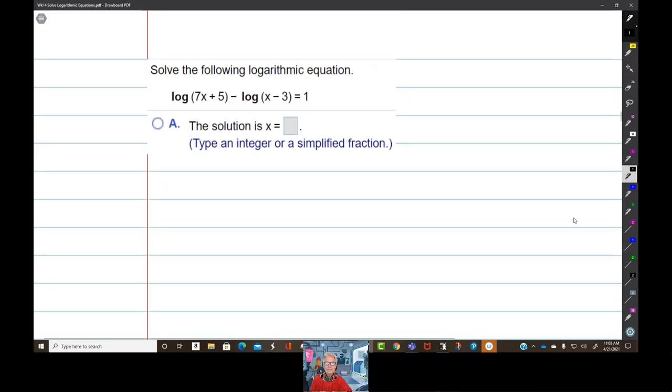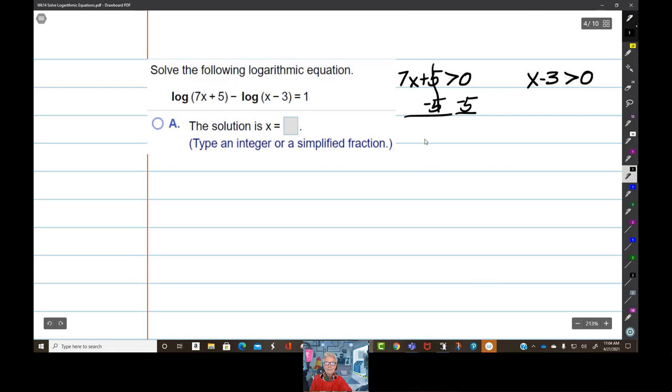Look at this. We have the log base 10 of an argument minus log base 10 of an argument. That means we're going to use the quotient rule. But before we use any rule, we check our domains. So 7x plus 5 has to be strictly greater than 0, and x minus 3 has to be strictly greater than 0. Now I just solve each of these inequalities for x.